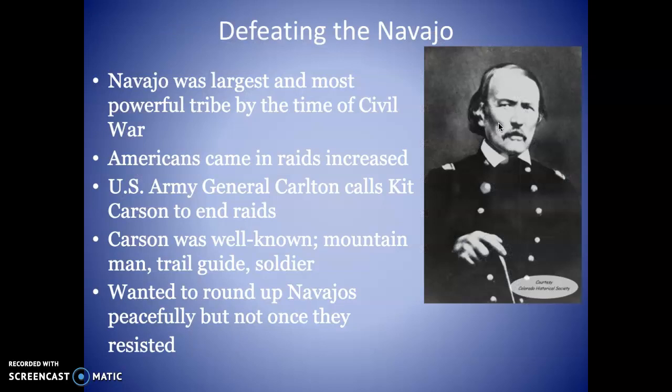The Navajo was the largest and most powerful tribe by the time of the Civil War. Americans came in, raids increased, so U.S. Army General Carleton put this man, Kit Carson, in charge of ending raids, the Navajo and Apache raids. Carson was a well-known mountain man, trail guide, and soldier. According to our text, it said he wanted to round up the Navajos peacefully, but once they resisted, his actions were not so peaceful. Not peaceful by any means.